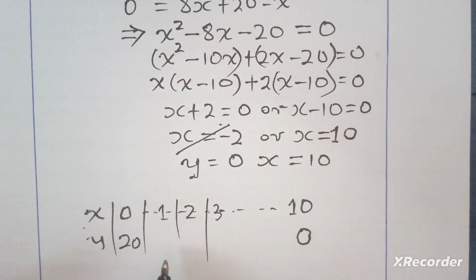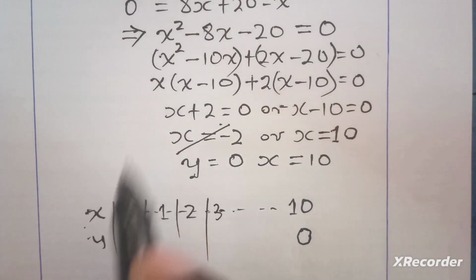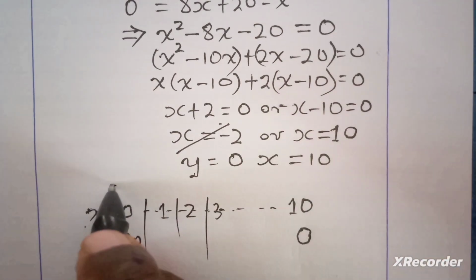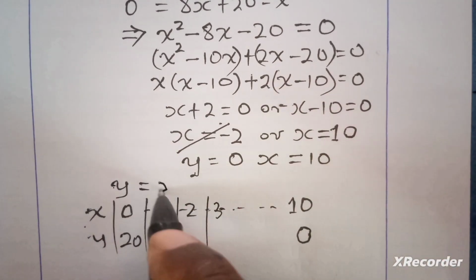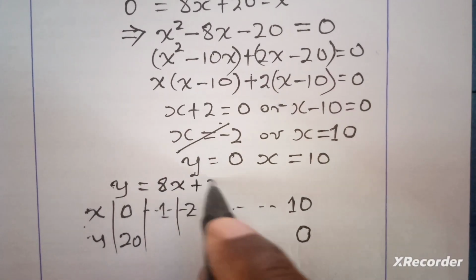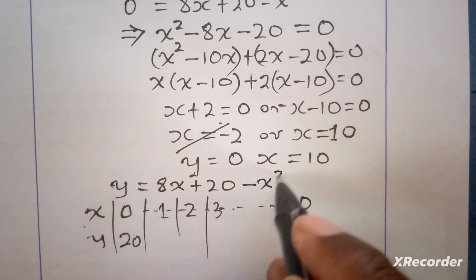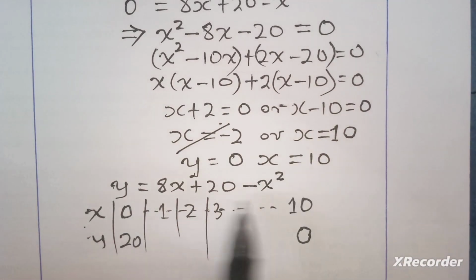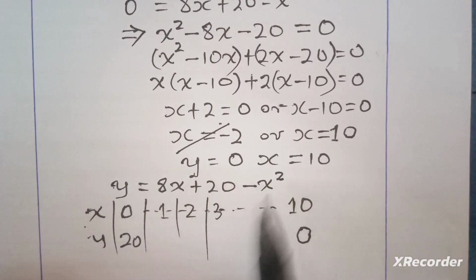And see what we get. We have this equation, y equals 8x plus 20 minus x squared. Using that equation, we can replace x with 0 here. If we replace it with 0, we get 20.